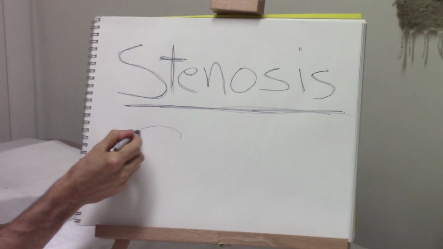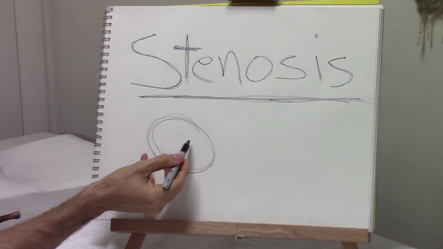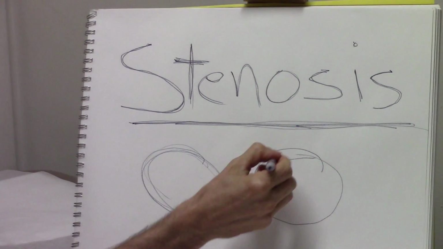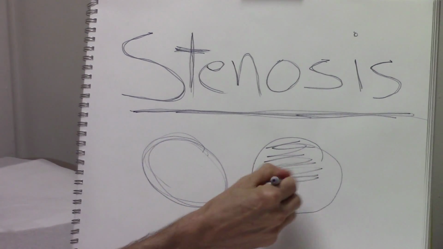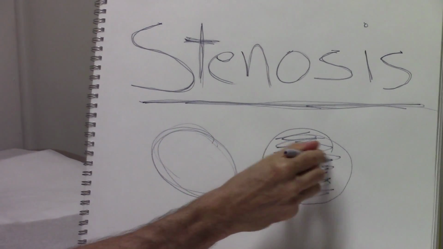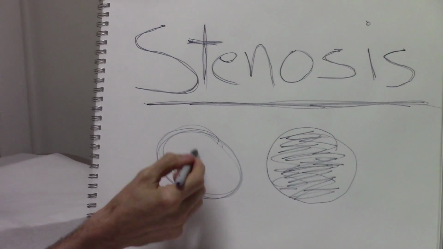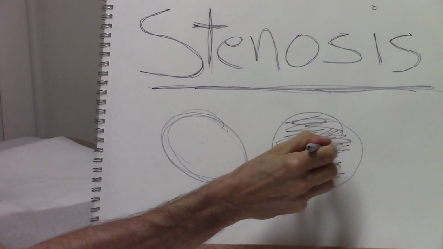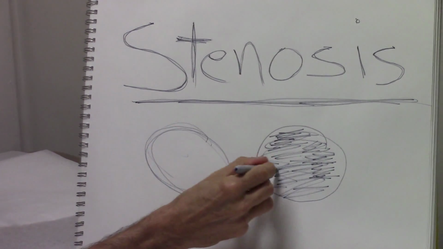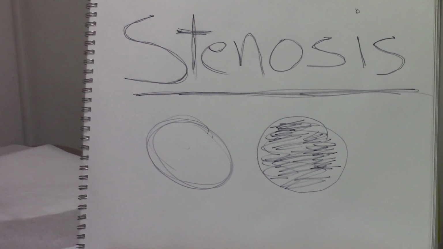Now, imagine this is a circle, and this is empty space. This is a circle, and the circle, the space is closed off. Stenosis would be this right here. It would be an open space that has been narrowed by a structure, or narrowed. So it is a space that is no more. That is basically what stenosis means.